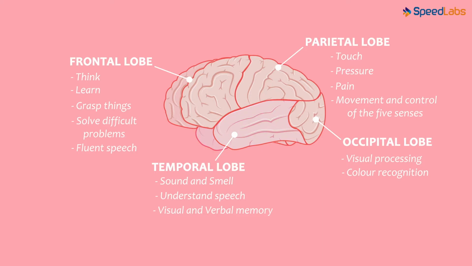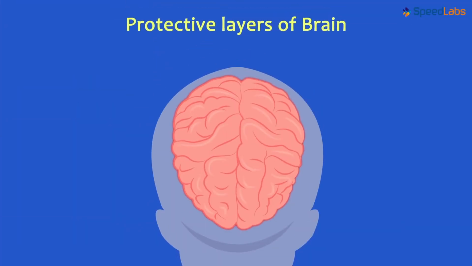All these lobes perform their duties sincerely enough to give quick and efficient responses. Well, this was a brief overview of the human brain. Now we need to know how this extremely important asset fits in and is protected in the skull. Let's have a look at the structure of the various protective layers around the brain in the upcoming video.